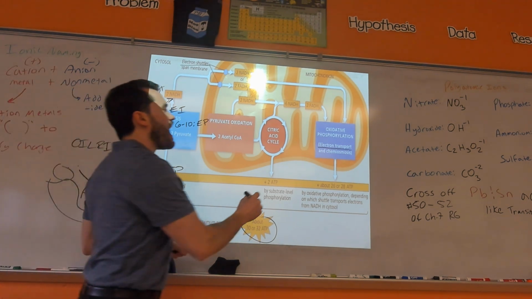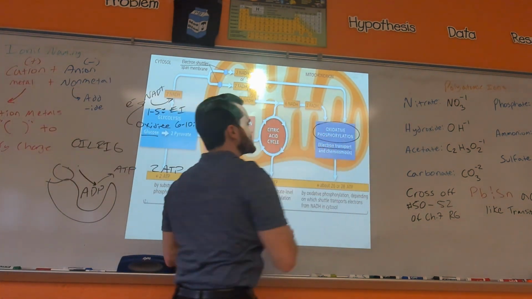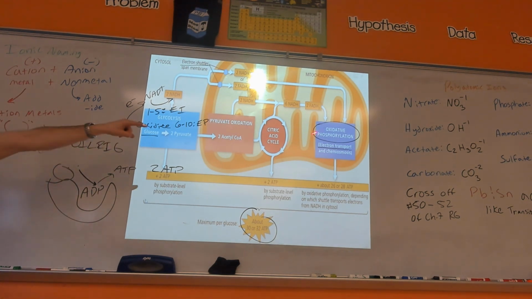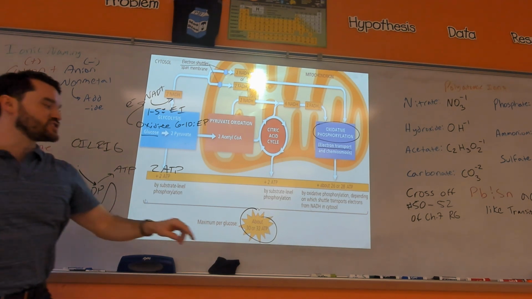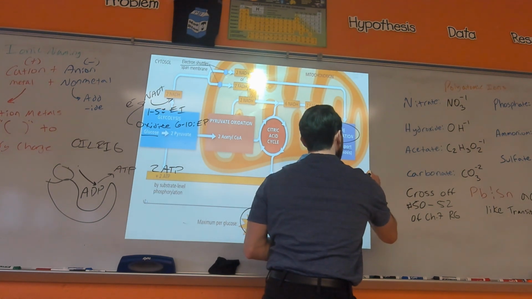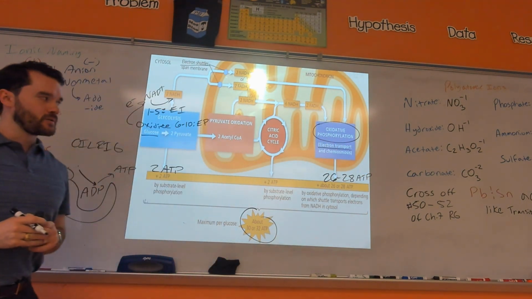Contrast that with oxidative phosphorylation. Oxidative is referring to the oxidation reaction. That's where we oxidize these electron carriers. We remove the energy from those electrons from those carriers through the electron transport chain, and use that released energy to make a lot more ATP, 26 to 28 ATP. Okay?